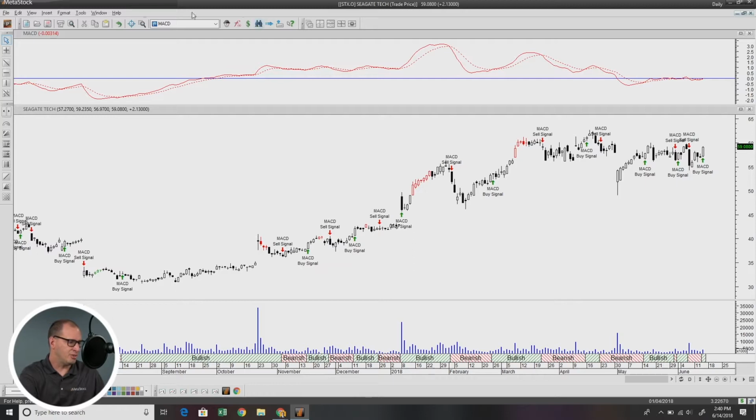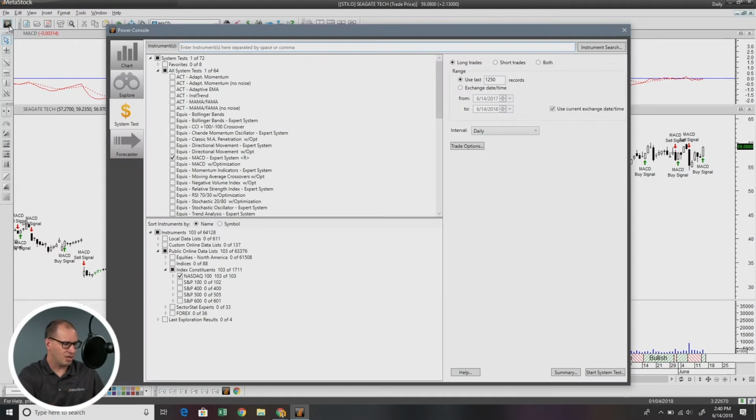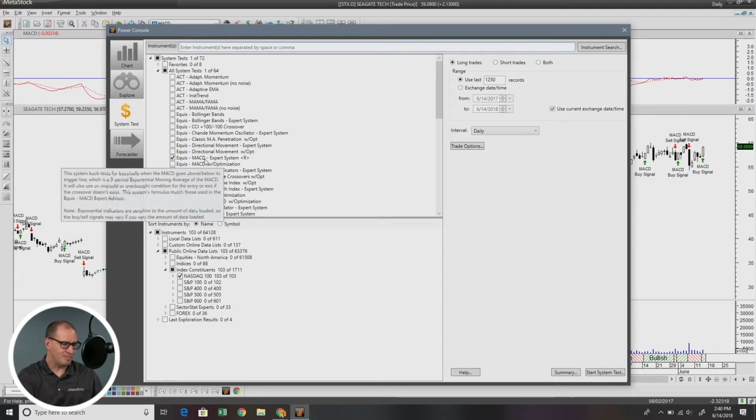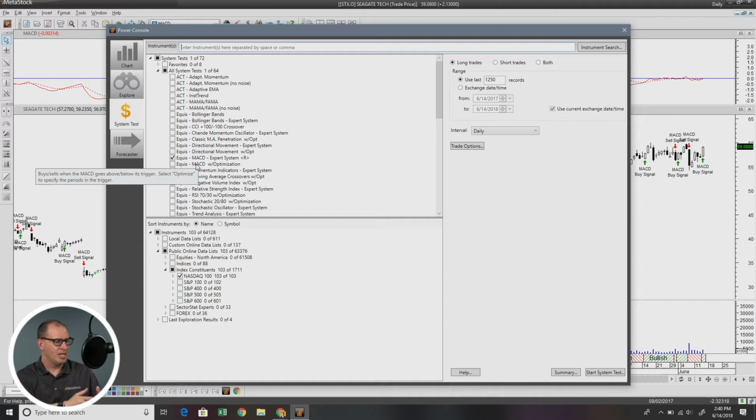So we're going to go into the Power Console in MetaStock, go into the System Tester, and select this MACD Expert System. We're going to put it against the NASDAQ 100 list of stocks. Now, you can do this with any system that's built in. You can make your own systems. You can put it against any list of stocks. This is just our example here.